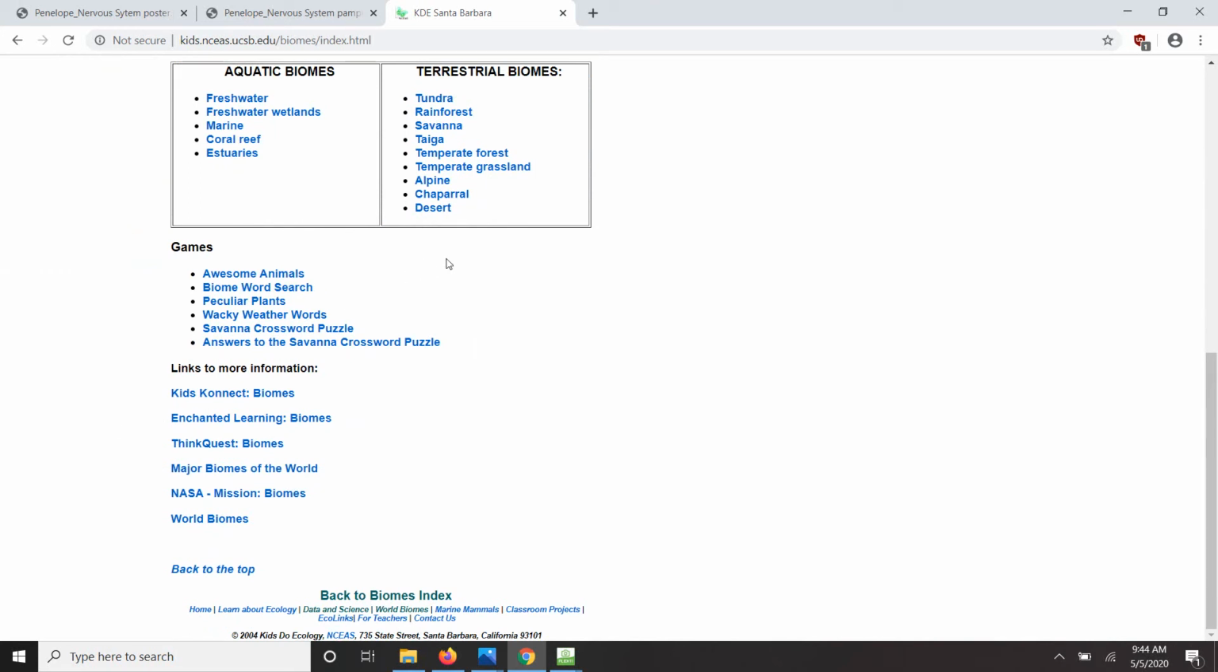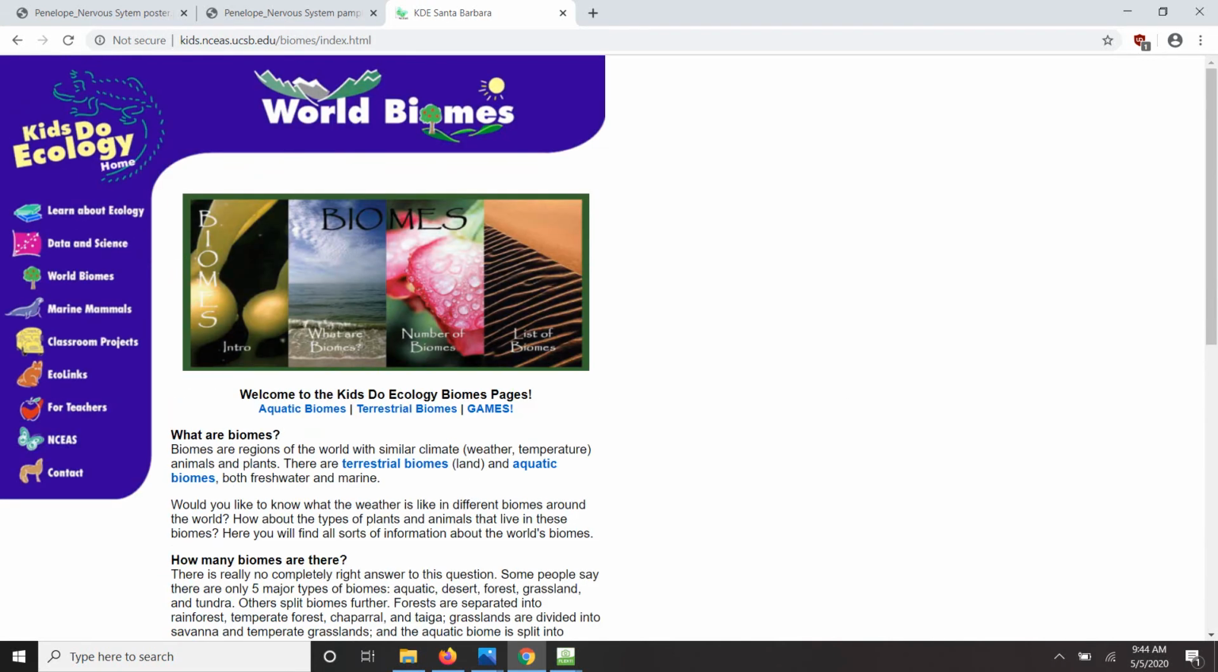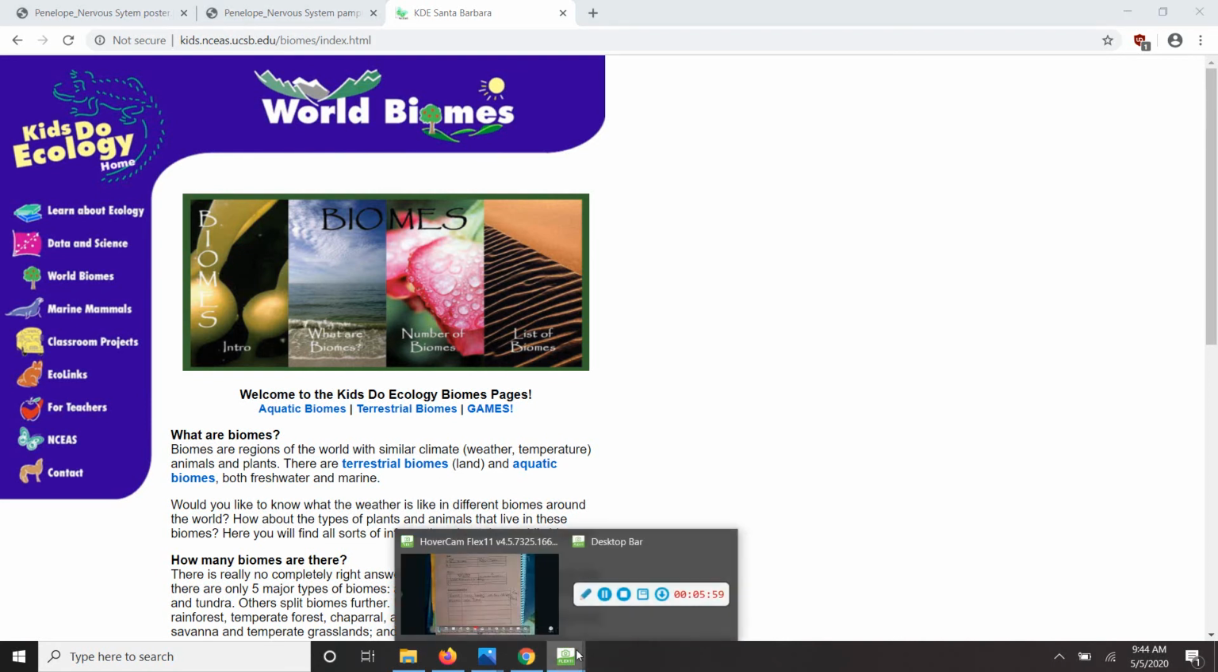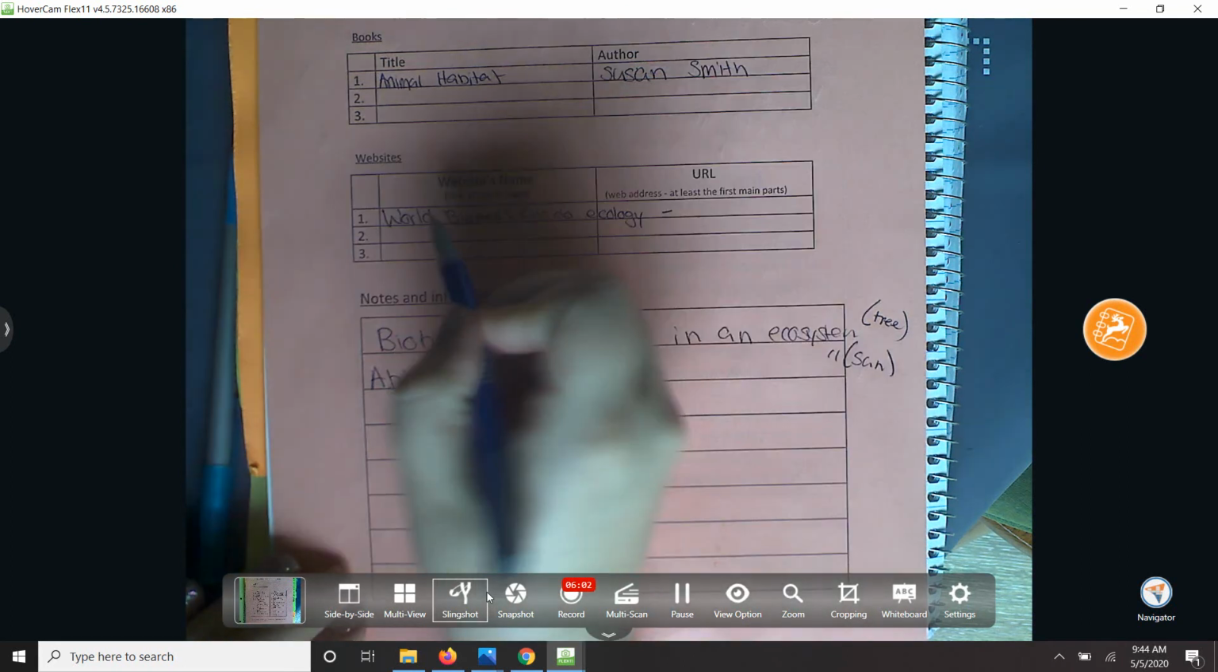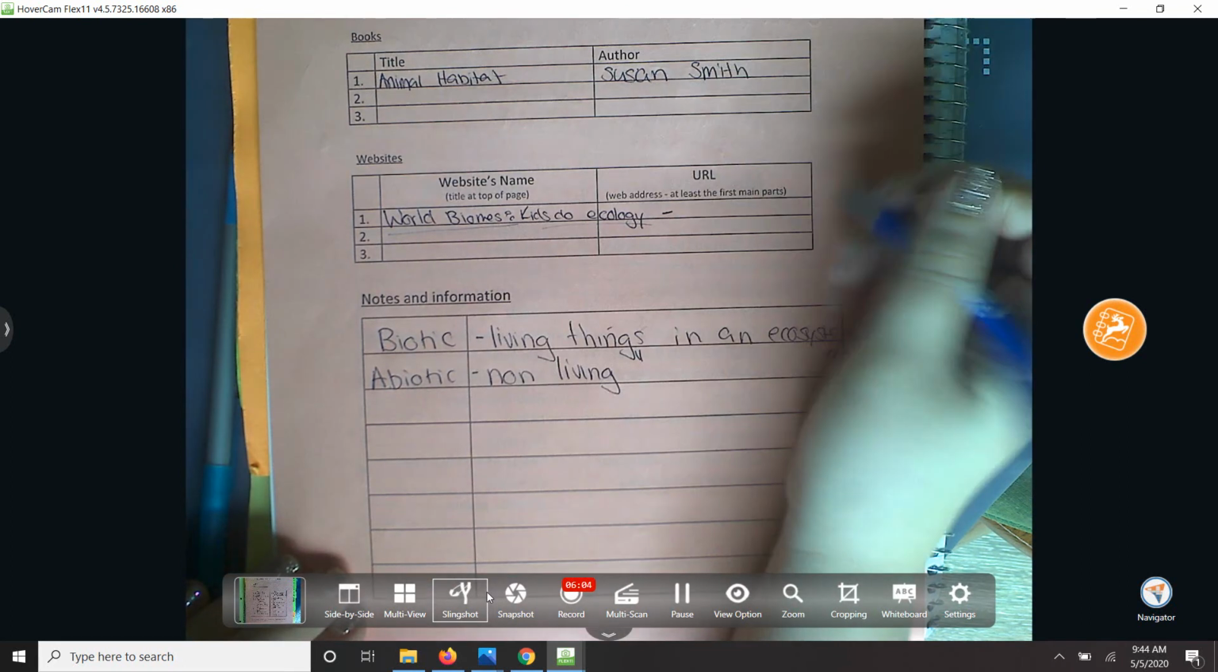So if I go back up to the top, this website is called World Biomes, and then it's Kids Do Ecology. So right here, I'm going to put Kids Do, and I might run out of space. I'm just going to keep going. Ecology. Alright, so that information goes right here. World Biomes, Kids Do Ecology, and that's where you want to put it.